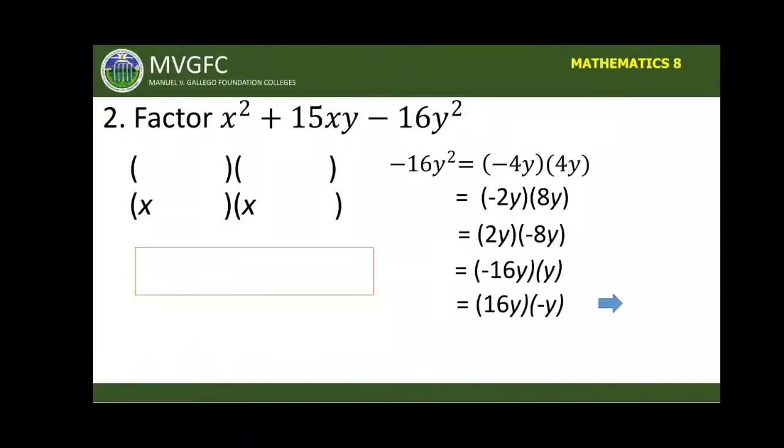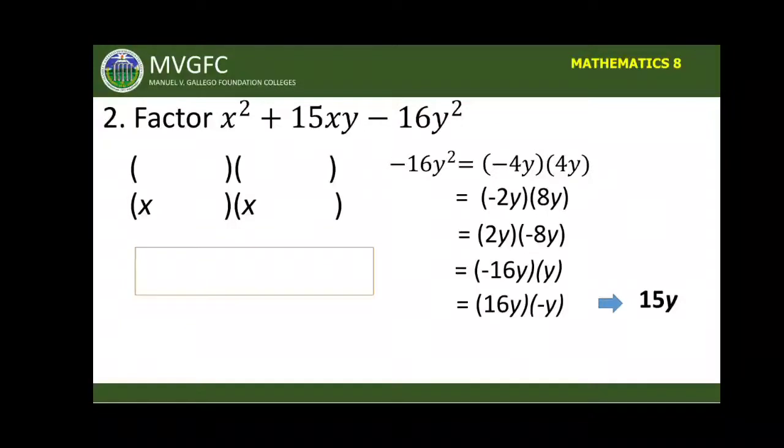But pipili ka dito, alin po ba dito ang when you add the two integers, the result will be positive 15, the constant in the middle term. Okay? And that is, okay, yung nasa dulo, we have 16 and negative 1 because 16 plus negative 1 is 15.